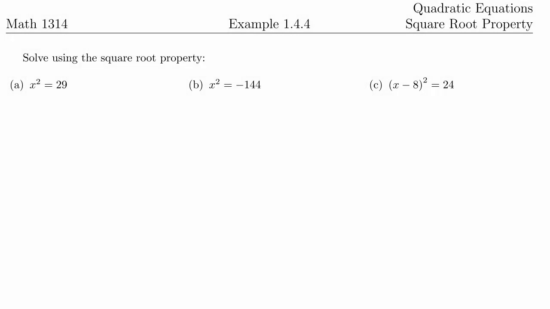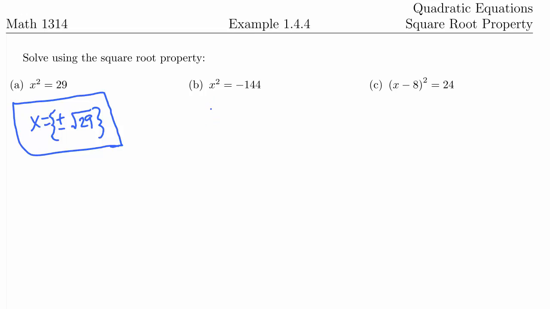Hello. The following is the solution for how to do the problem that you should have worked on your own using the square root property. This was example 1.4.4. Look at letter A. x squared equals 29. Using the square root property, that gives me x equals plus or minus the square root of 29. And I'm done because the square root of 29 cannot be simplified.